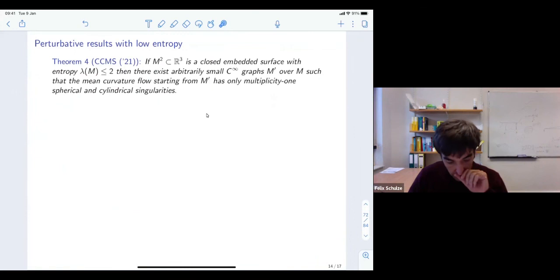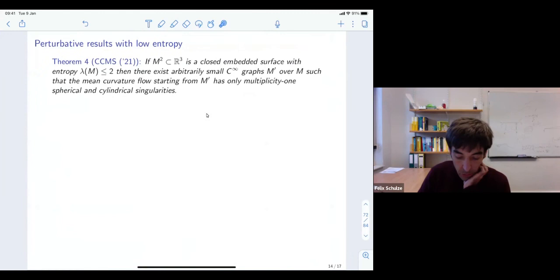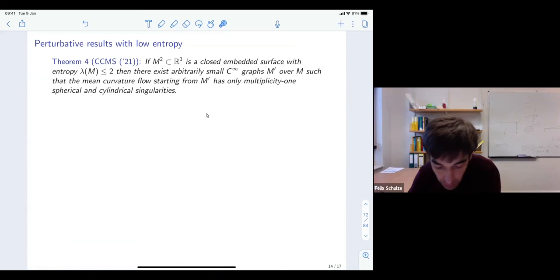Since my time is running, I'll skip a bit over this. What we more or less proved is that if we assume entropy less than entropy 2, and we are two-dimensional, then we can do the full perturbation. Entropy 2 is much higher than this, far above here. So with entropy less than 2, we can prove this with a much softer technique, and we can really do the full perturbation that we want. We only get spherical and cylindrical singularities.